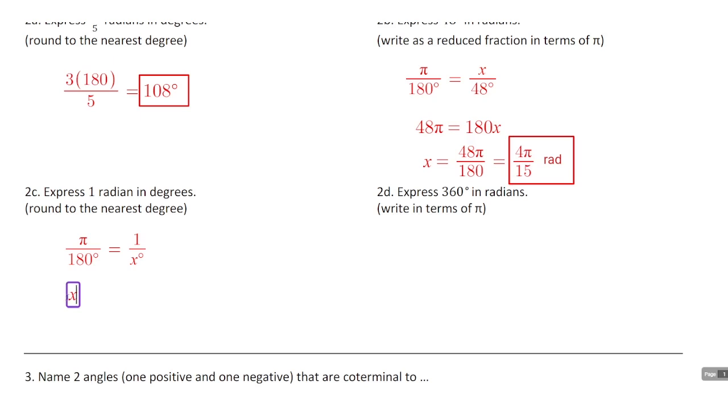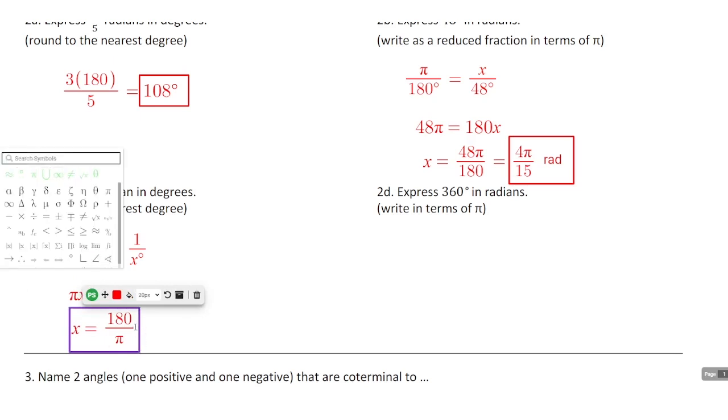So we've got x times pi, so pi x, equals 1 times 180, which is just 180. And so x will be 180 divided by pi. Now that is going to be irrational because pi is an irrational number, but we can type it into the calculator and get an estimated value. So 180 divided by pi, got my pi button on here, is about, it says round to the nearest degree, so that's going to be about 57 degrees.